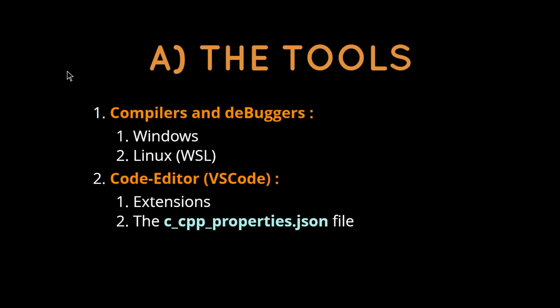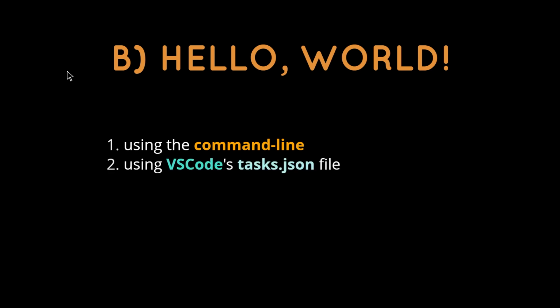All right, now that we have the tools installed for us, let us go and write a simple hello world program. And I'll be showing you how to compile and run that program from the command line by using the terminal. I'll be using the integrated VS Code terminal. And since that'll be a tidy process, I'll also show you how to use the VS Code's tasks.json file.